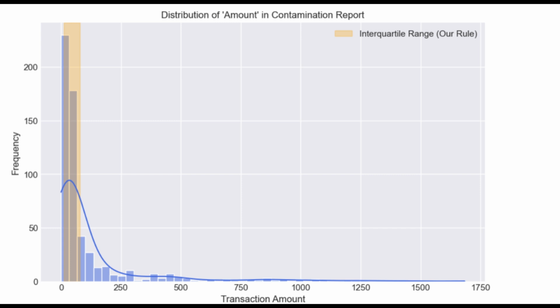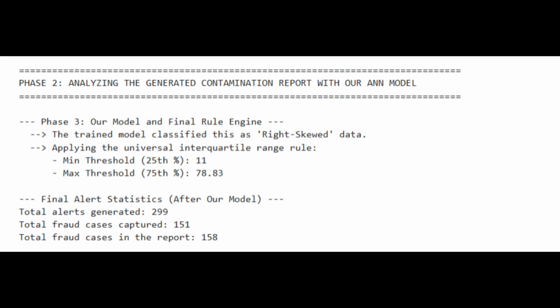To prove our theory, we simulated a wide range of synthetic data distributions. Our new, highly trained model was able to accurately predict all three distribution types on the fly. We then fed our original final contaminated report into this model, and it correctly identified its right-skewed nature. This allowed us to apply a custom, intelligent rule to generate a final set of alerts. And to make this as realistic as possible, we even added random credit card IDs to our transactions, simulating both single and multiple card usage.